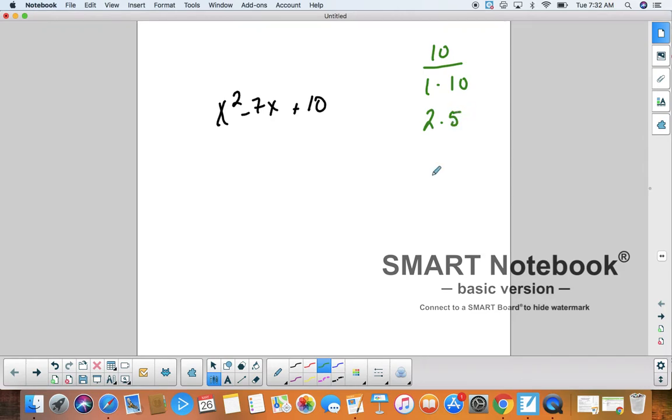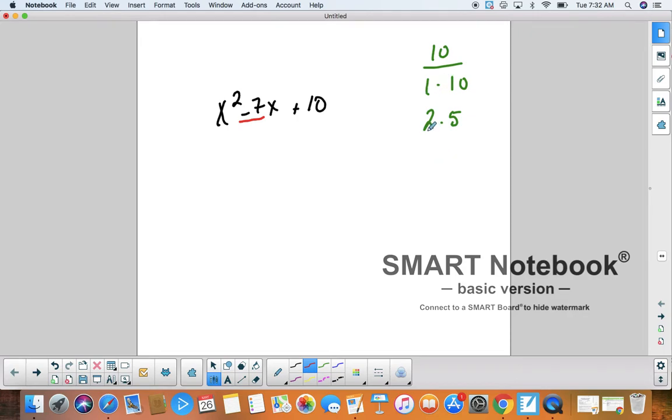So we only have two options here, but we want to choose the option that is going to add or subtract to make this negative 7. So here, if we add 1 and 10, we would get 11. If we subtracted them, we would get negative 9 or positive 9, depending on which direction we went with the subtraction: 10 minus 1 is 9, or 1 minus 10 is negative 9. Either way, we're not getting a 7.